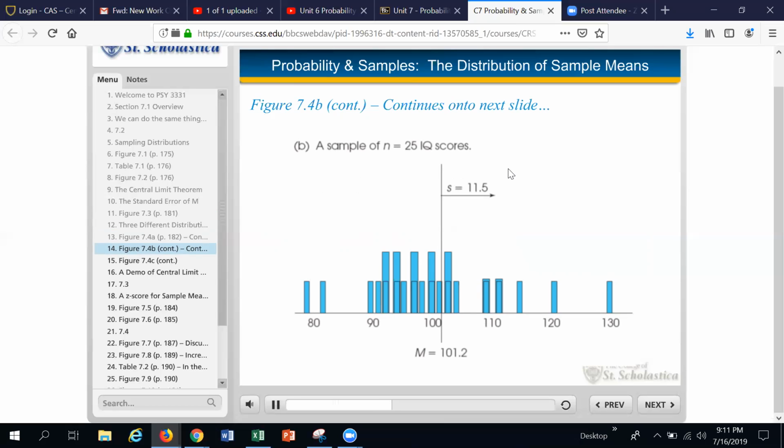The figure is a frequency distribution showing the selected IQs. This particular sample has a mean IQ of 101.2 and a standard deviation of 11.5, which is not surprising. We would very seldom get a sample that exactly represents the overall population mean of 100 and the population standard deviation of 15.